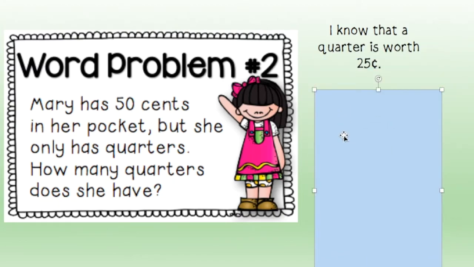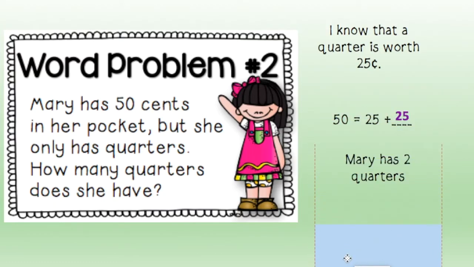If you said that you know a quarter is worth 25 cents, then you are getting this right. That is great that you are remembering how much a quarter is worth. But let's think now. Mary has 50 cents and only has quarters. What could this mean? So, we know that 50 cents equals 25 cents plus another 25 cents, meaning that Mary must have 2 quarters.